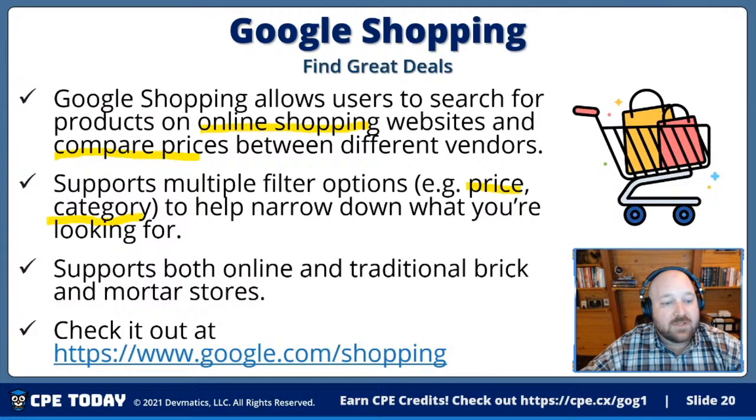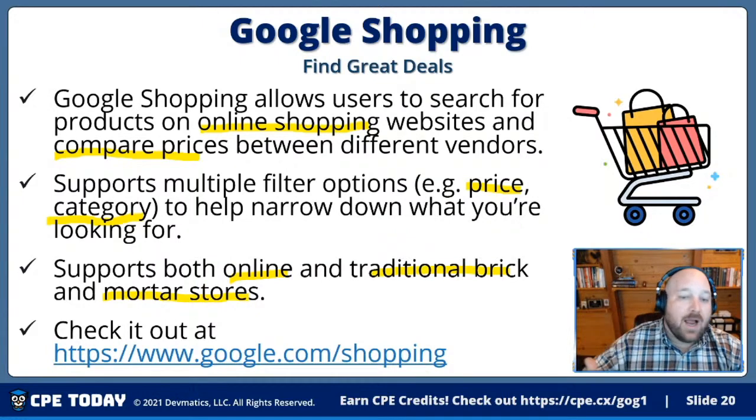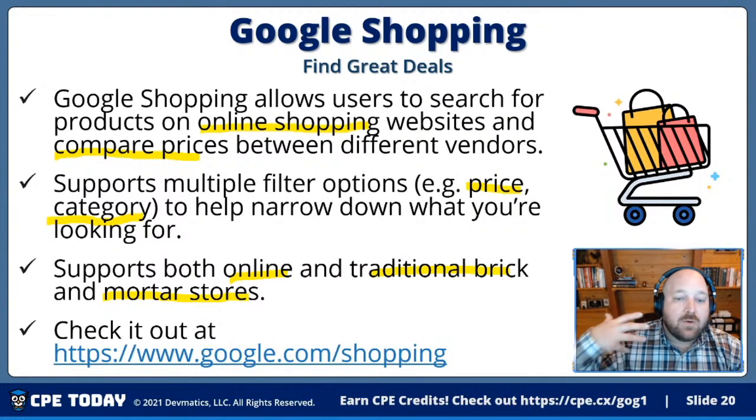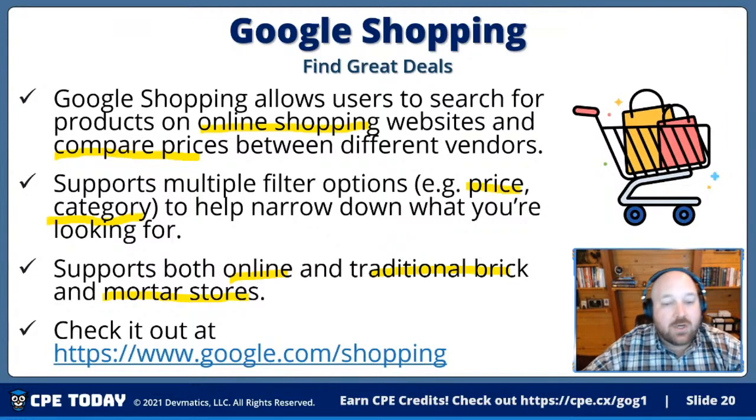And what's awesome about this is that it can search both online as well as traditional brick and mortar stores. So if you need maybe a new USB webcam for your computer and you don't want to wait 2 days for Amazon to get it to you, well, guess what? You can use this and it can actually search in your local community to try to find that specific product that you're looking for. So it's not just limited to online retailers. And you can check that out by going to google.com/shopping. And it's also listed right at the top of the page as well.